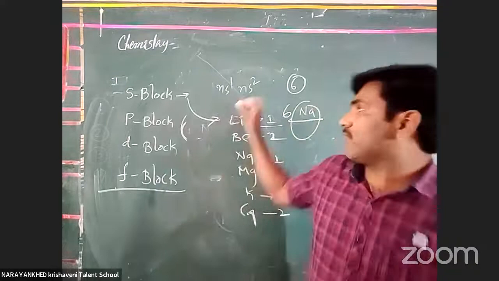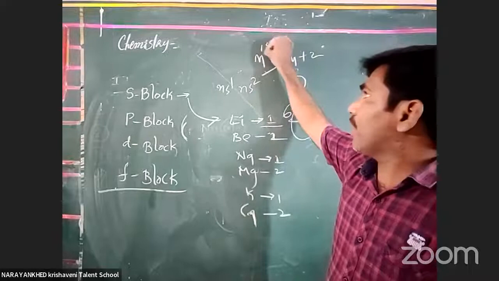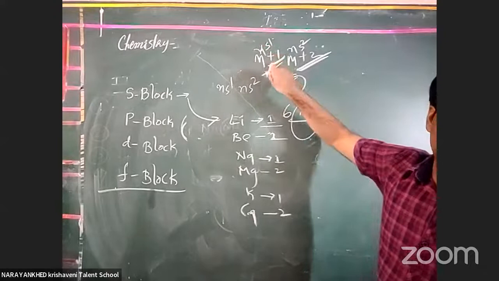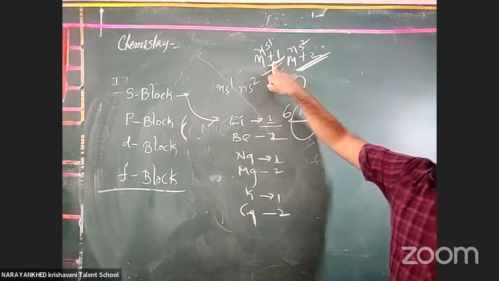M+ is formed for ns1 outermost orbital configuration. If ns2 is the outermost orbital, it forms a 2+ ion. If ns1 outermost orbital is contained as the electron configuration, a +1 ion forms. Got it or not? This is only about our s-block elements. Okay, now I hope you got it.